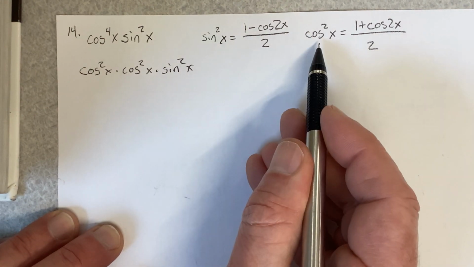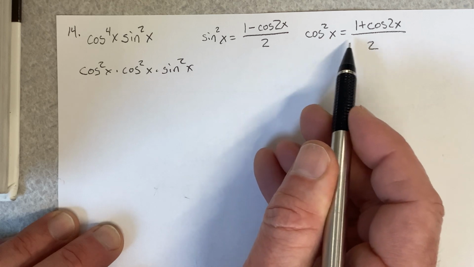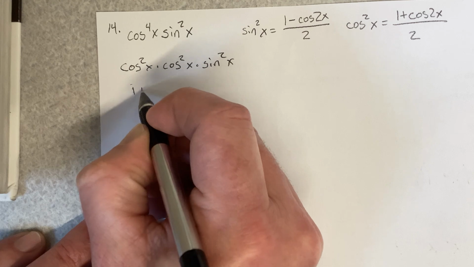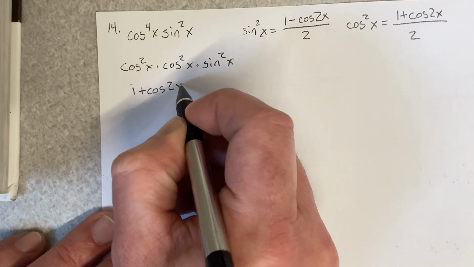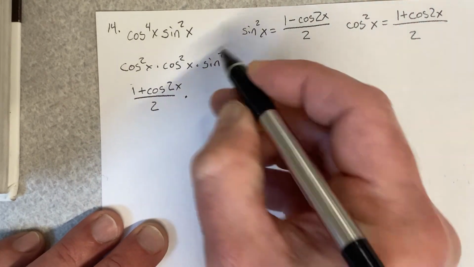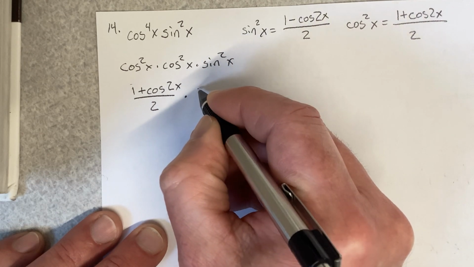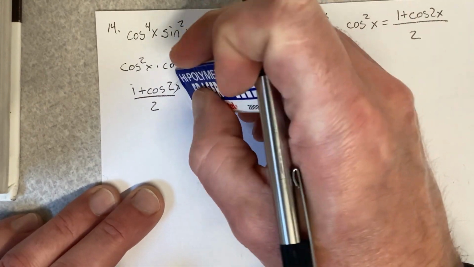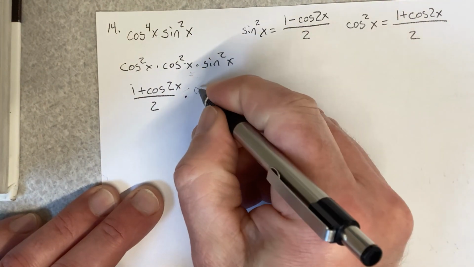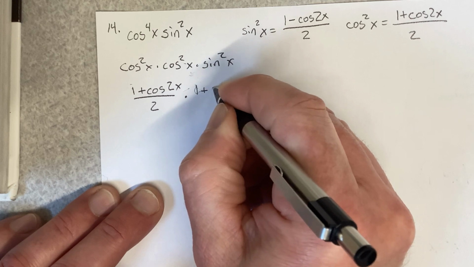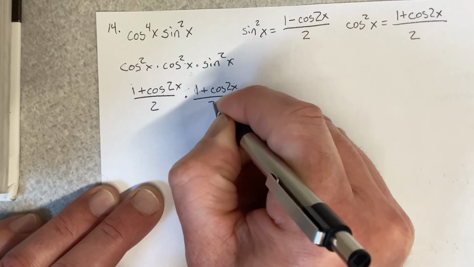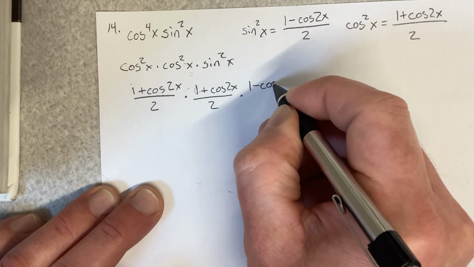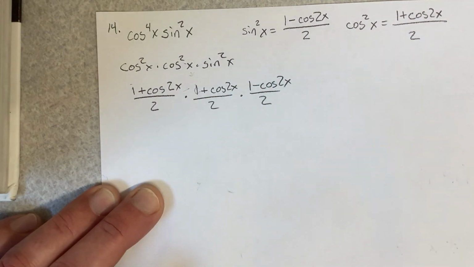And so both these cosine squareds are going to become 1 plus cosine of 2x over 2. So then we have another one, 1 plus cosine of 2x over 2. And then the sine squared is going to be 1 minus cosine of 2x over 2.